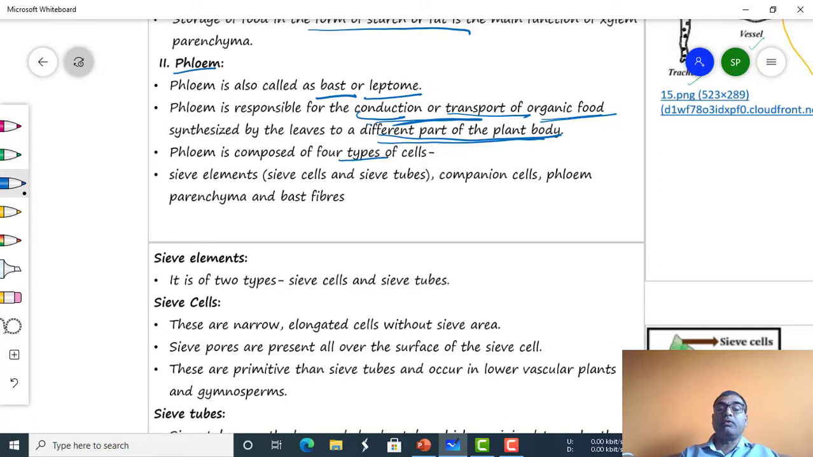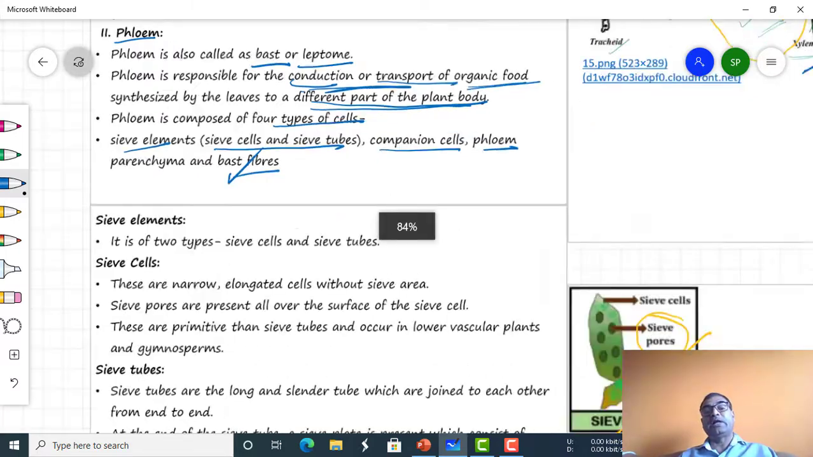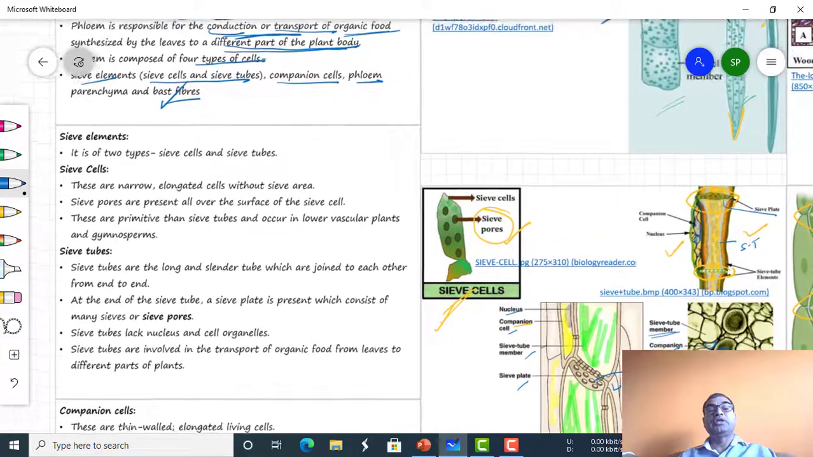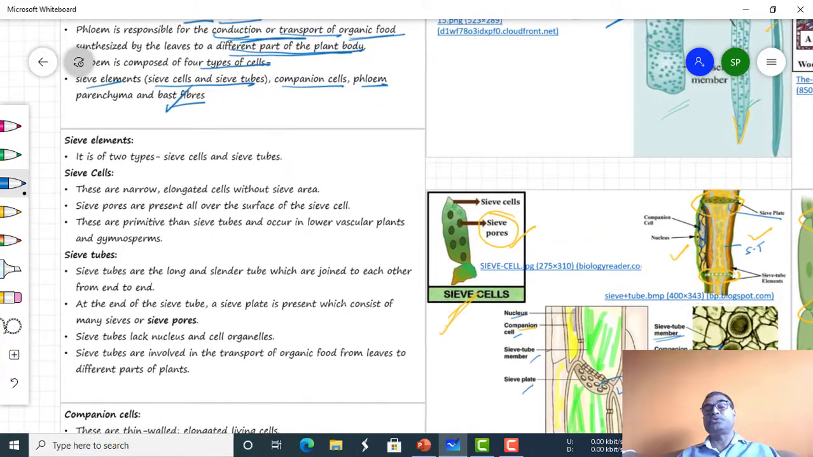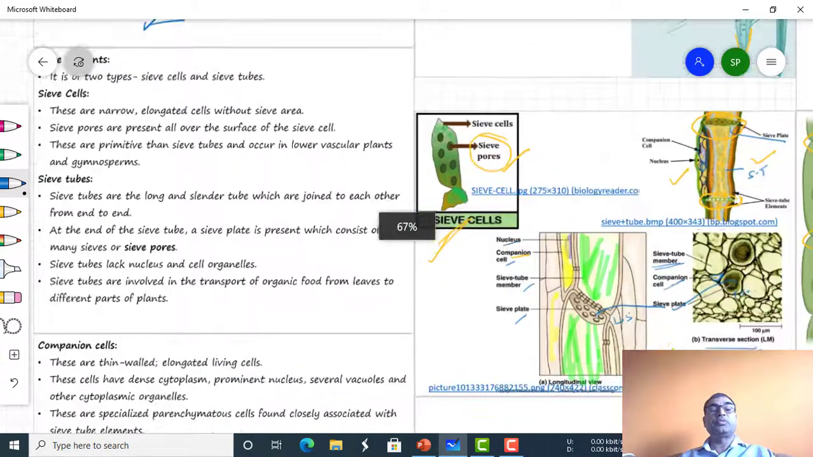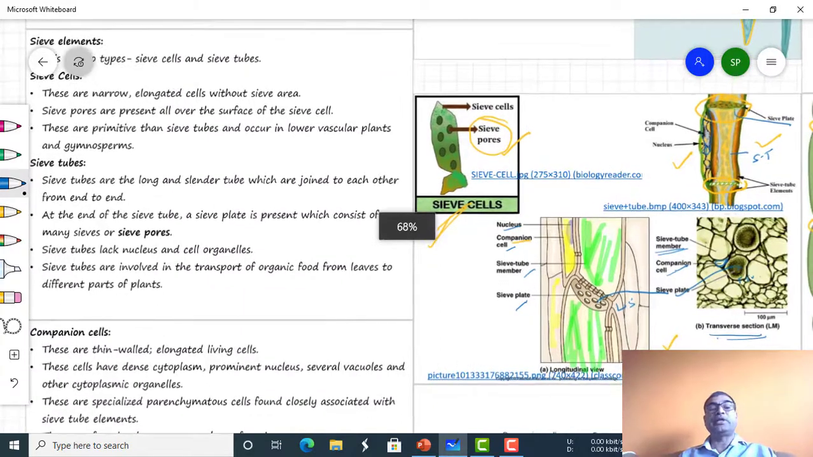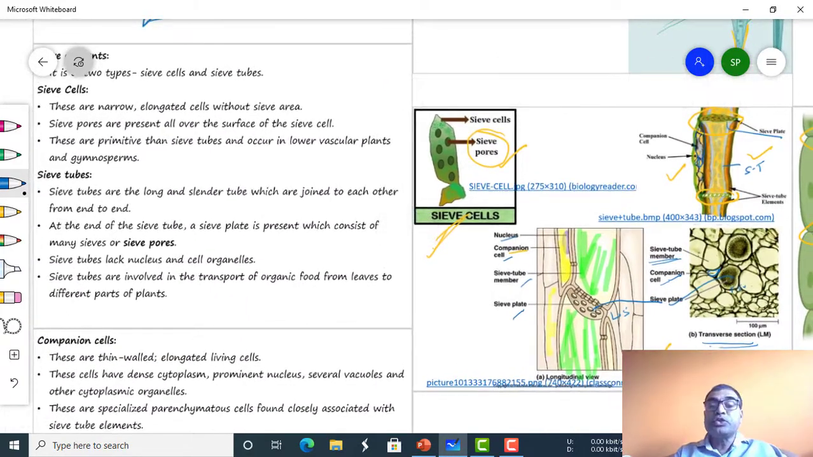Phloem is composed of 4 elements: sieve element, companion cell, phloem parenchyma, and phloem fibers, also called bast fibers or lepton fibers. These sieve elements are of two kinds. One is the sieve cell and the other is the sieve tube. If you see, it is of two types: sieve cell and sieve tube. This one is a sieve cell.